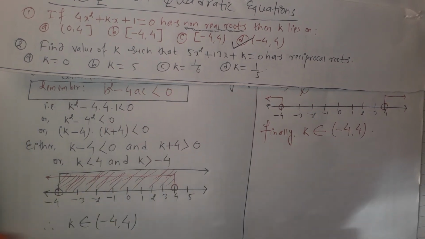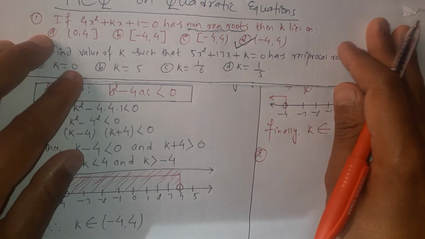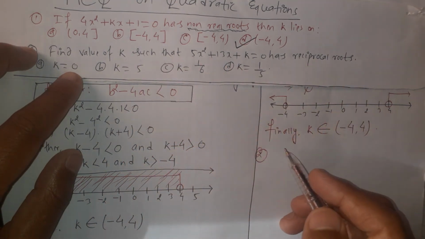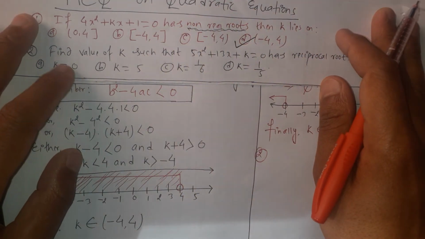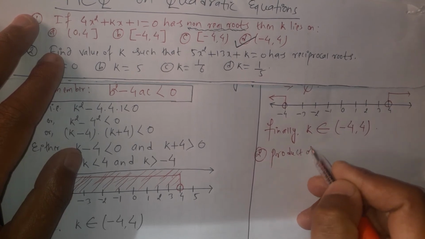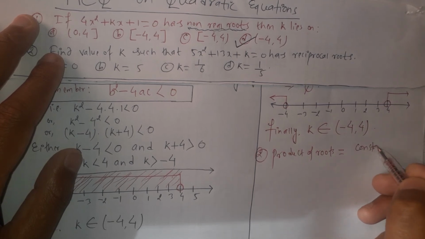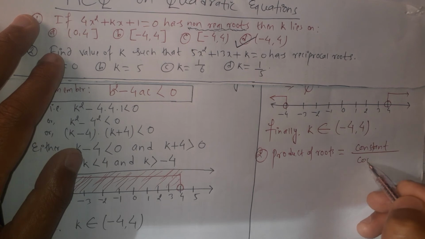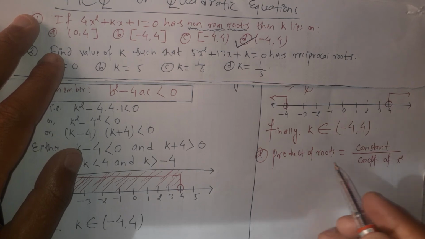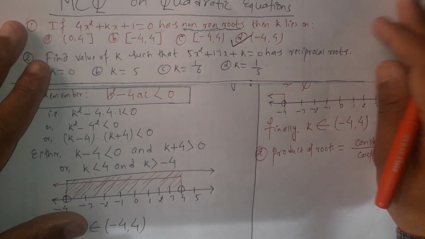Similarly, solving the second question. Here the second question is to find the value of k such that the roots are reciprocal. And we already studied that the product of roots of a quadratic equation is always equal to the constant divided by the coefficient of x square. Please remember this fact. I already made a separate video on the product and sum of the roots. Please watch that video first and then you can easily understand this also.